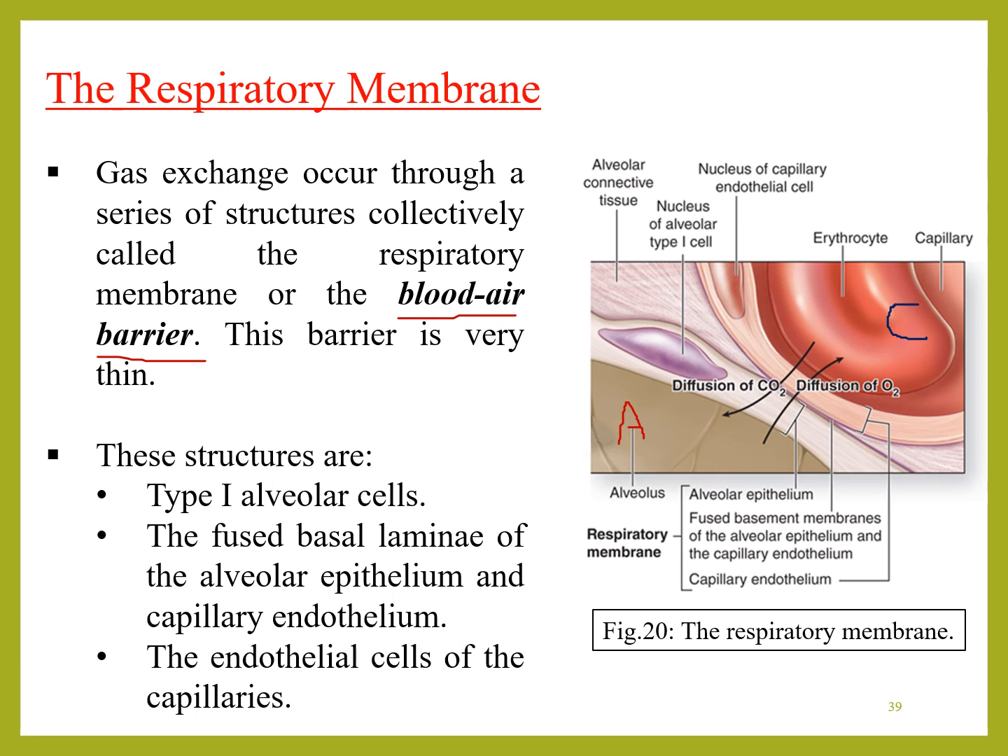First off, we have the alveolar epithelium, specifically type 1 pneumocyte. And then we have the fused basal lamellae of the alveolar epithelium and the capillary endothelium. And then the final structure that the gas must pass through is the endothelium of the capillaries. So these structures are what form the respiratory membrane: type 1 alveolar cells, the fused basal lamellae of the alveolar epithelium and capillary endothelium, and the endothelial cells of the capillaries. This is all about the histology of the respiratory system.